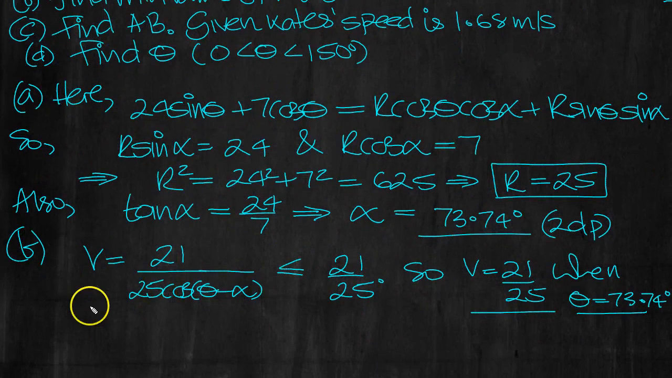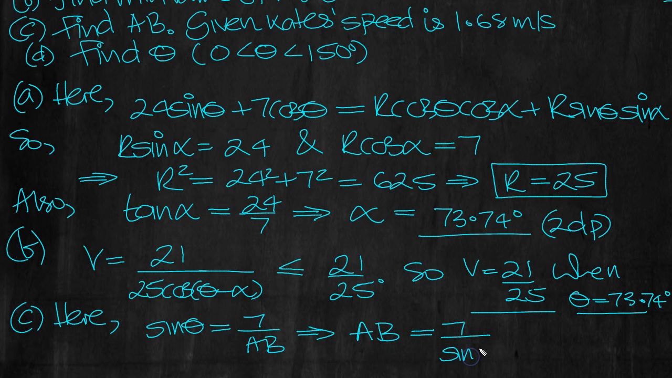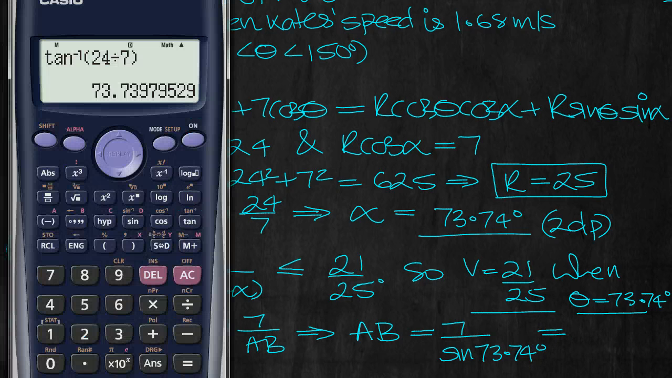So this is part C. So here, the sine of the theta then is equal to the opposite, which was 7, over the hypotenuse, which was AB. So AB then is equal to 7 over sine theta, which was 73.74. Which we have in the calculator, don't we?